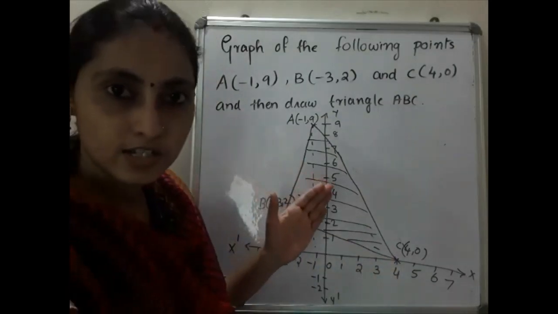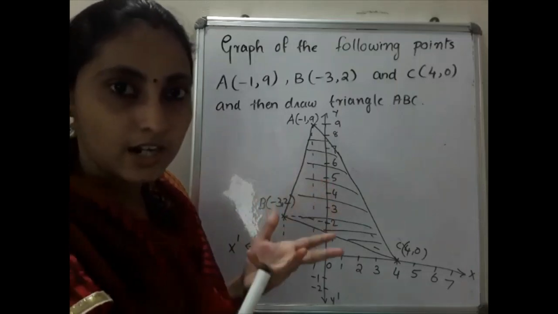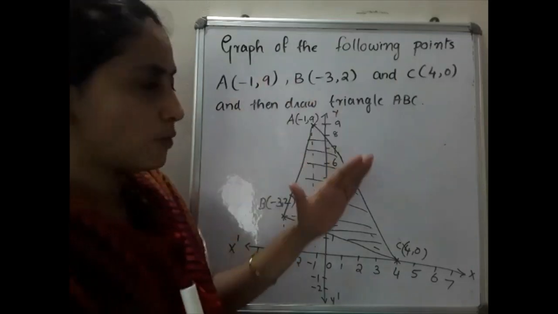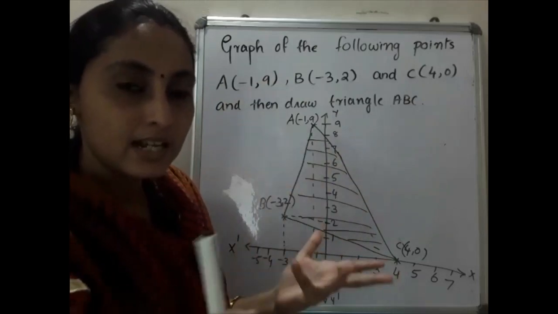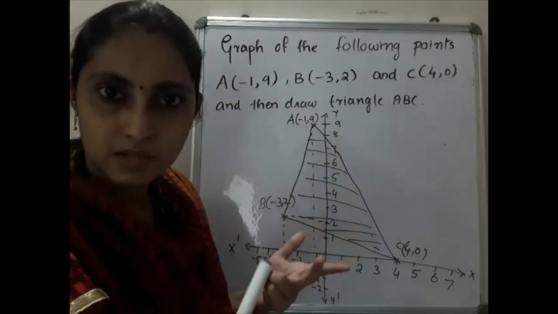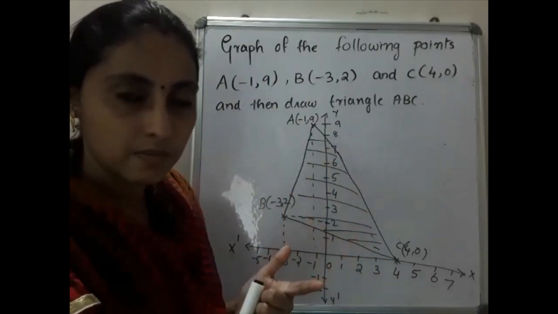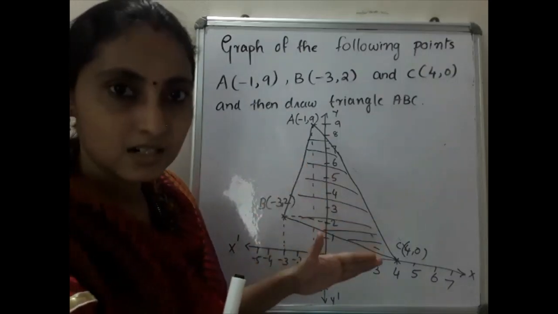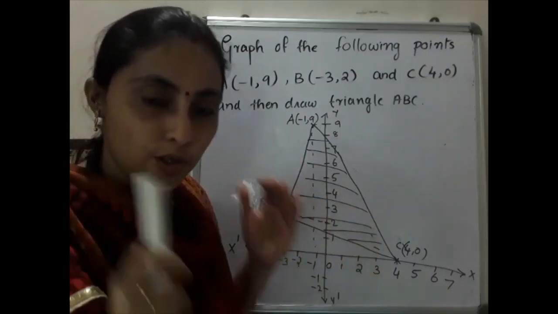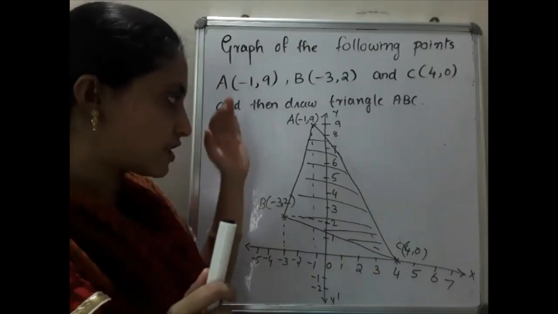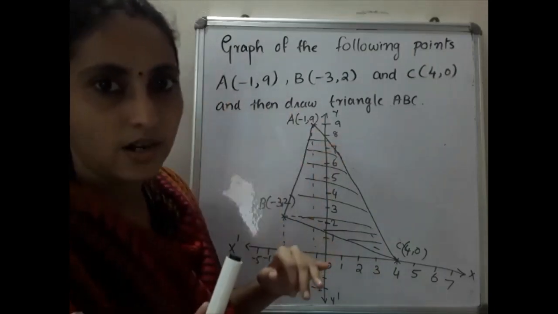So many questions of this type will be asked, based on drawing a construction of a rectangle. That is, 4 points are given. Sometimes it may be a rectangle, sometimes a parallelogram, sometimes a rhombus. One rhombus question I will give you here itself. So you have to first plot the points and then join those points.